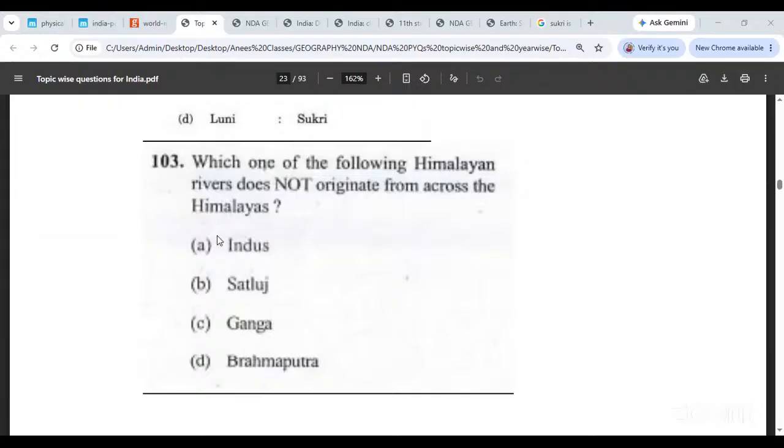Ganga rises within the Himalayas. Okay. Ideally, there is a problem. There are some books which will tell you Ganga is an antecedent river. There are a few others which mention Ganga is not an antecedent river. I do not know what UPSC is going with because they have never specified an answer key, saying that Ganga is an antecedent river or not an antecedent river.